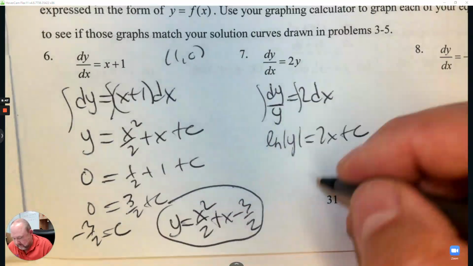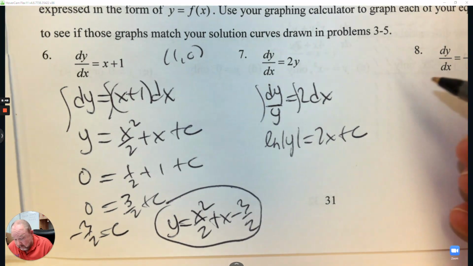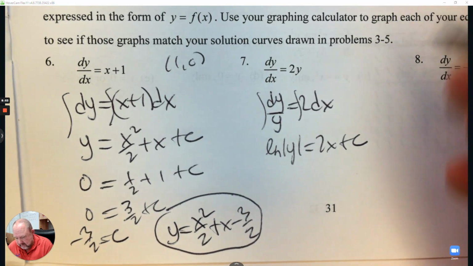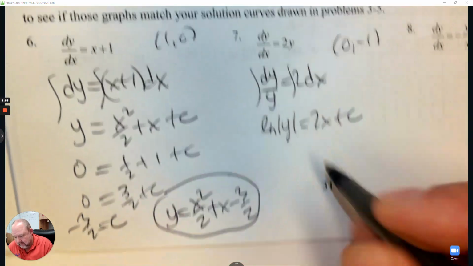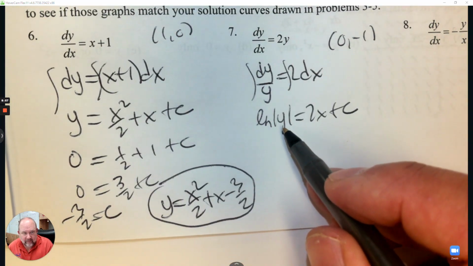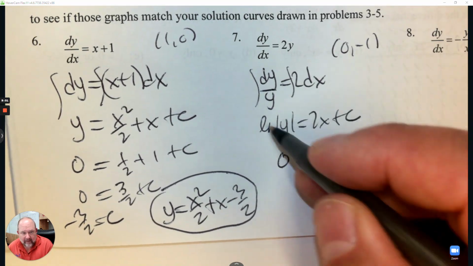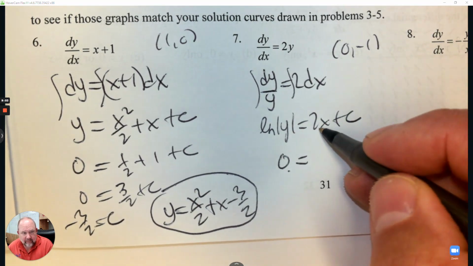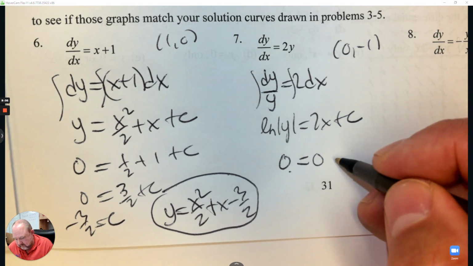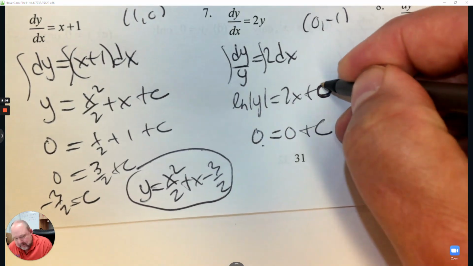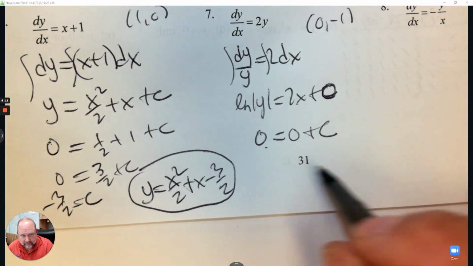To solve a logarithm, we're going to write this. Oh, and the point that we're given is 0, negative 1. We could do that right now. So if I plug in negative 1, the absolute value of negative 1 is 1, and ln 1 is 0. And then plug in, it's 0. So it's just c equals 0. I'll just make that 0 because we now know c is 0.